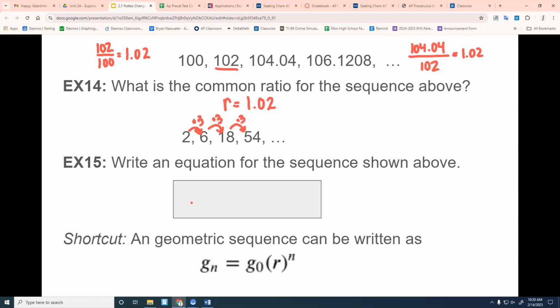So what I need is an equation, a sub n equals something where, if I plug in 0 for my n, I should get 2. If I plug in 1, I should get 6. If I plug in 2, I should get 18. Right? So, anybody know what it could be there?